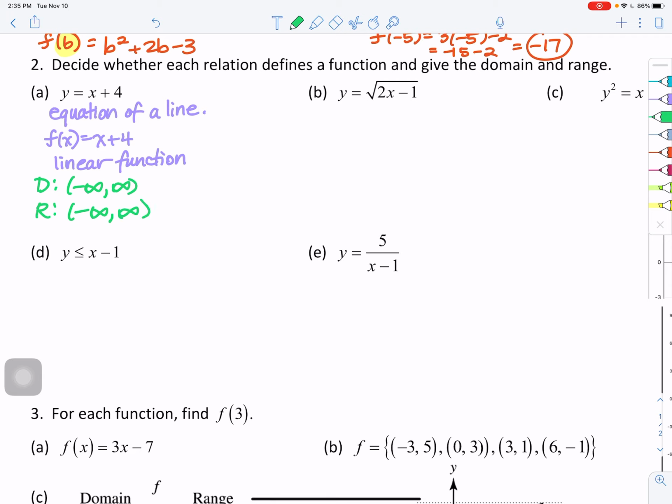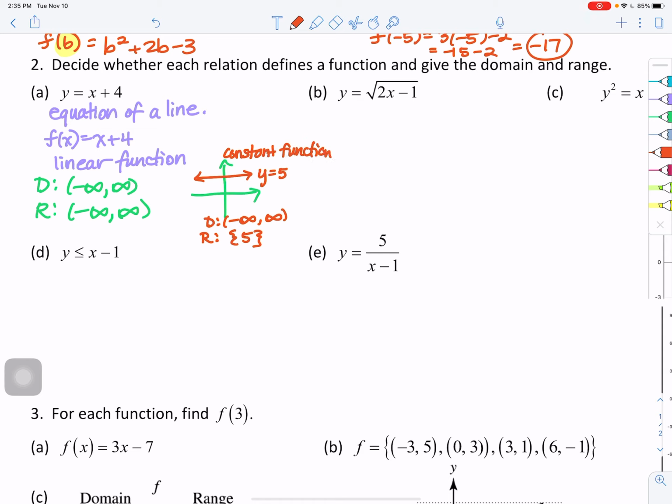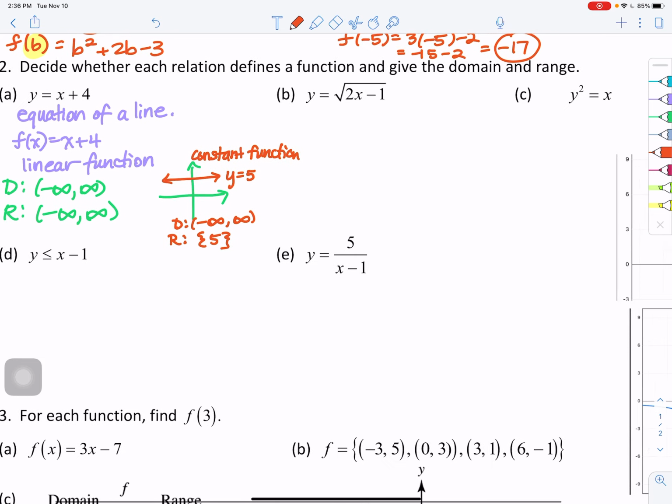Now, there is one example: if you have a linear function that is a horizontal line, maybe y equal to 5, the domain there is all reals, but the range is just 5. So other than a constant function, the domain and range of a linear function is all reals. Okay, let's go to B.